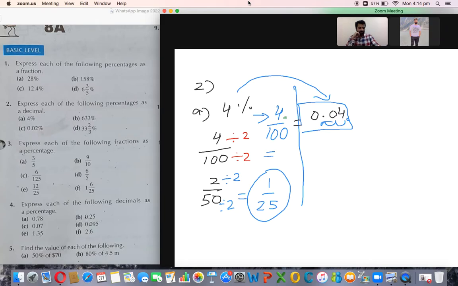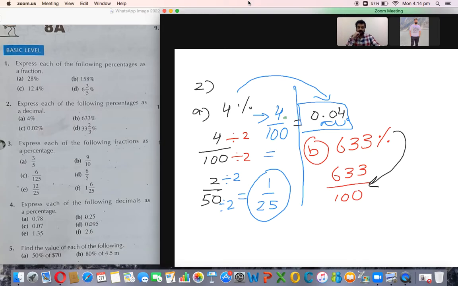Next is 633%, the part B. Part B of question number 2, 633%. Now we have to convert it into decimal. Percentage means out of 100. So 633%, percentage out of 100, like this. So when you remove the percentage sign, you will divide by 100. Now the decimal in 633, we cannot see any decimal, which means decimal is present here at the end. Now move this decimal on the left and you will move it 2 digits on the left side because 100 has 2 zeros.